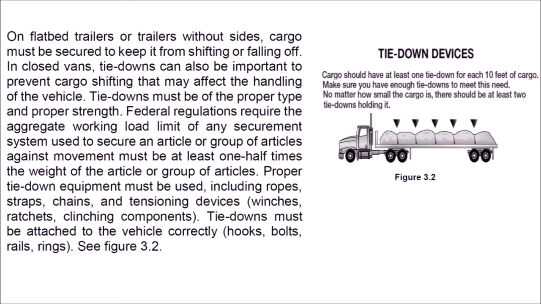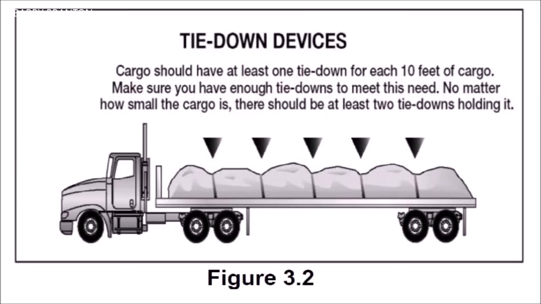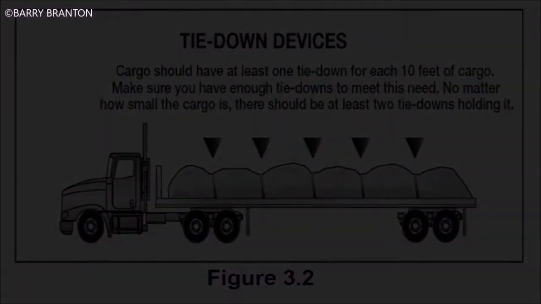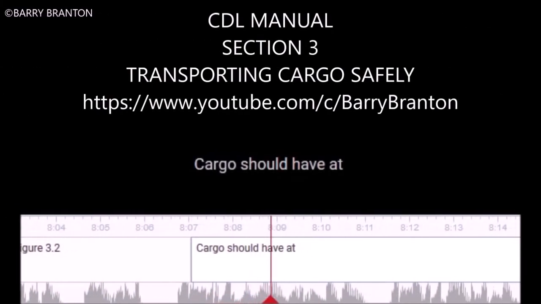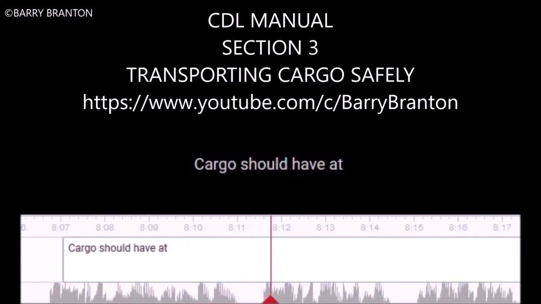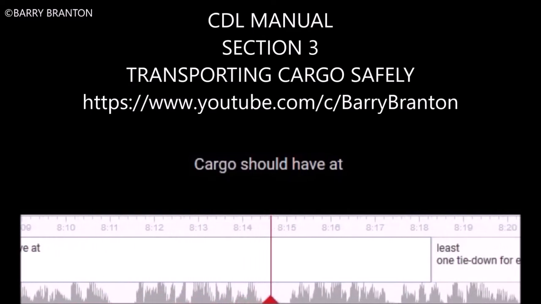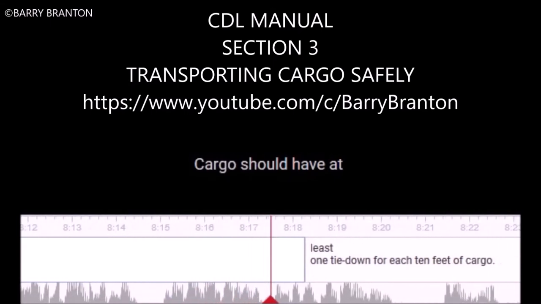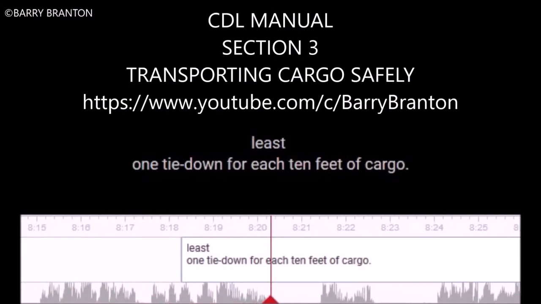Proper tie-down equipment must be used, including ropes, straps, chains, and tensioning devices, winches, ratchets, clinching components. Tie-downs must be attached to the vehicle correctly: hooks, bolts, rails, rings. See Figure 3.2. Picture on page 3-2, Figure 3.2, tie-down devices. Cargo should have at least one tie-down for each 10 feet of cargo. Make sure you have enough tie-downs to meet this need. No matter how small the cargo is, there should be at least 2 tie-downs holding it.